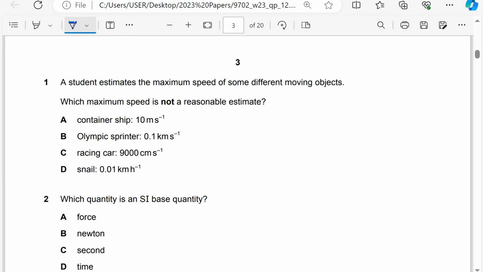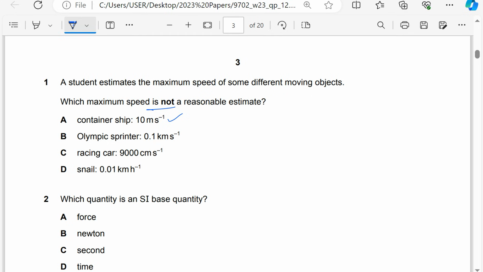Question number 1. A student estimates the maximum speed of some different moving objects. Which maximum speed is not a reasonable estimate? Okay. The container ship. The speed is 10 meters per second. The speed of a container ship, I think that makes sense.